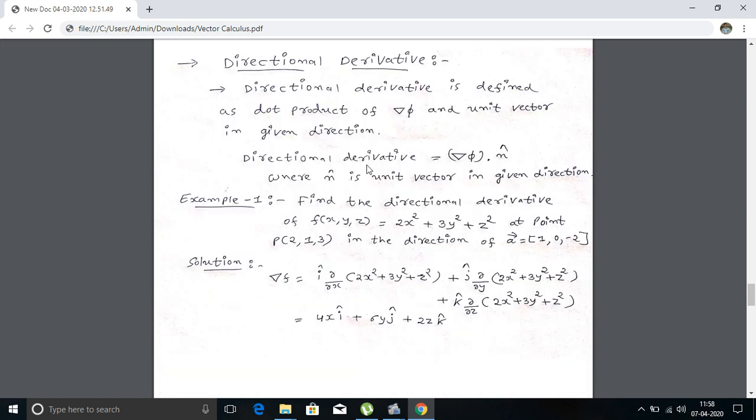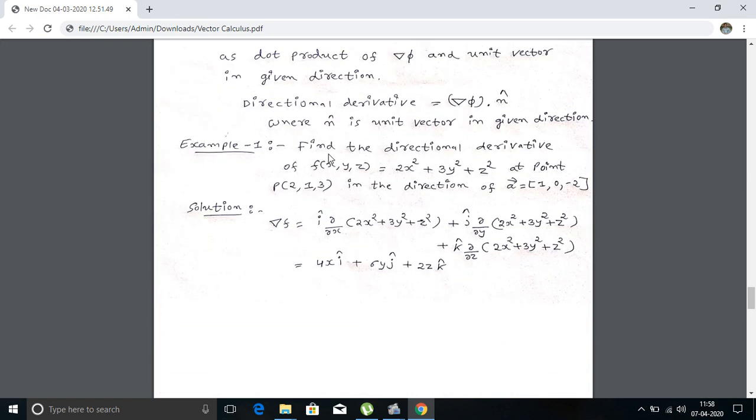Now let us discuss the first example. Find the directional derivative of the function 2x square plus 3y square plus z square at the point (2, 1, 3) in the direction (1, 0, -2). Clear? So to find the directional derivative, first of all we have to find the gradient of phi. Grad f is defined as i del f by del x plus j del f by del y plus k del f by del z.